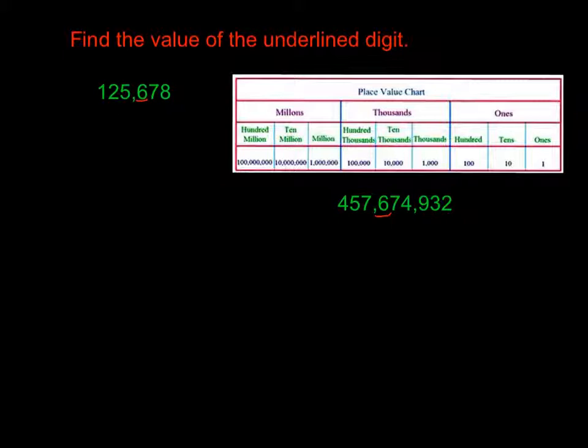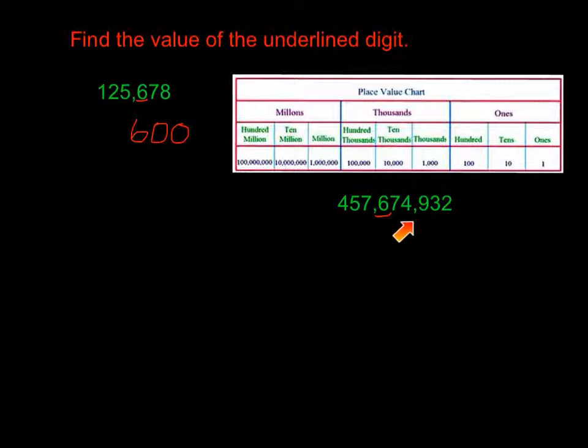So we're going to look here at our value. It says right here we're looking for the value of the digit 6 in this specific number, 125,678. So I'm going to take that 6 and bring it down right here. And then everything to the right of the 6 I'm going to turn into zeros. So our 7 is going to become a 0 and our 8 is going to become a 0. That gives us the value of that digit 6 as 600.